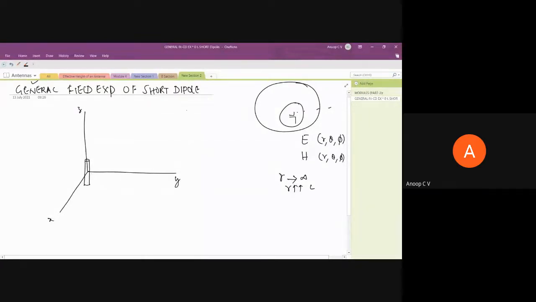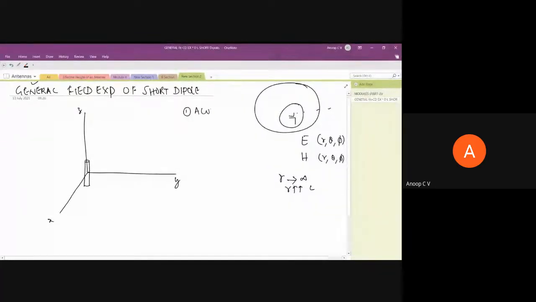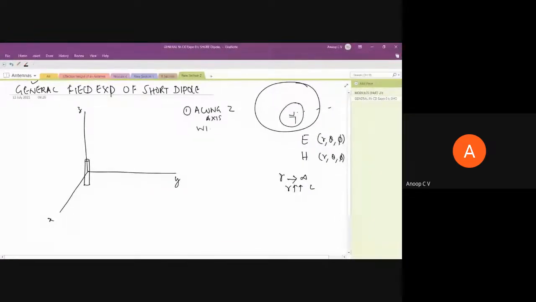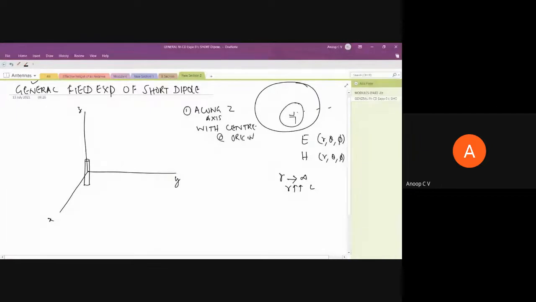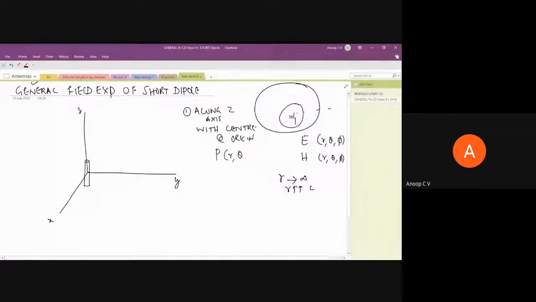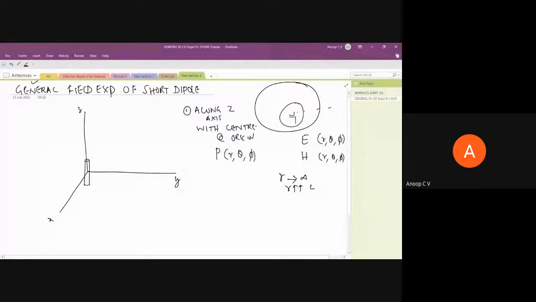So that is the first thing. I'm placing the antenna along the Z axis with center at origin. And what I need to do is find the field at some general point P, in spherical coordinates. It will be r, theta, phi. I want you to recollect what r, theta, phi are in spherical coordinates, and I'll of course show that.